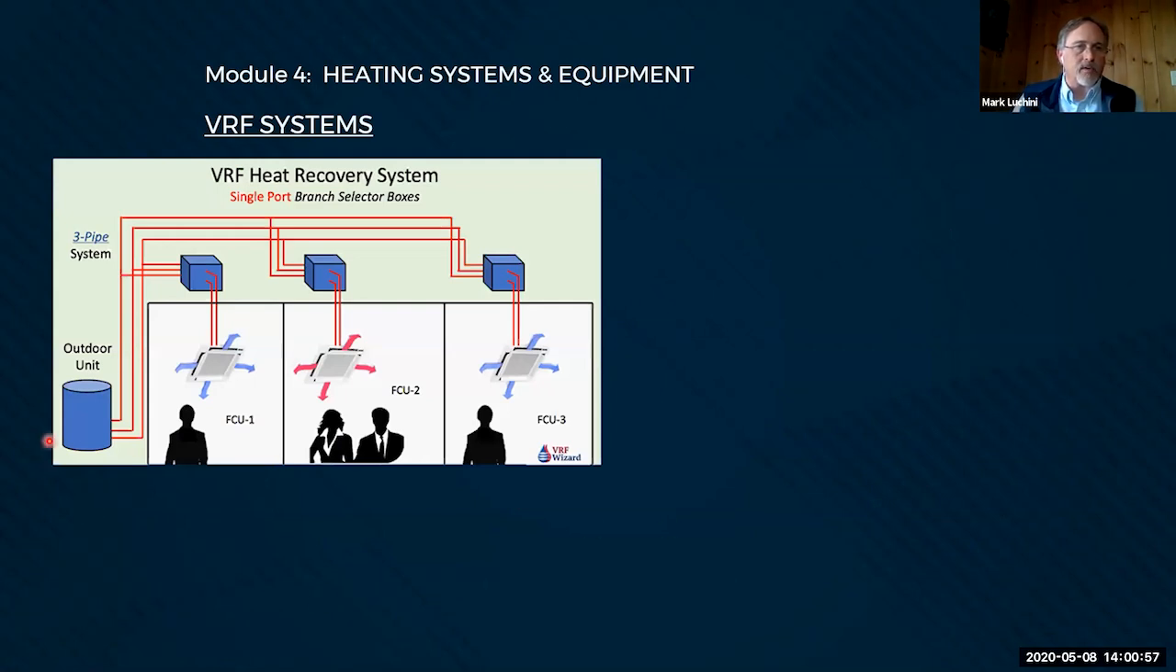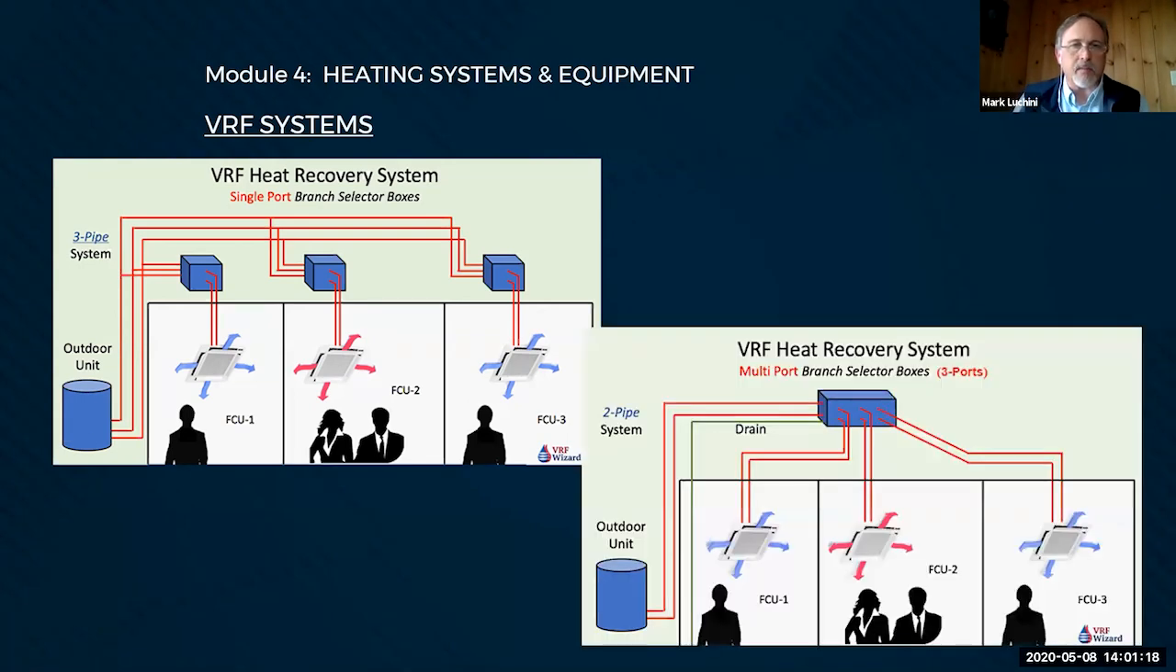Daikin's system uses 3 pipes from these little boxes, branch selector boxes, back to the outdoor unit. So you have a gas pipe, a liquid pipe, and a mixed flow pipe. Most of the other manufacturers, like Mitsubishi, for example, they use a 2-pipe system. But what happens is that it's almost de facto a 3-pipe because these boxes need drains, because you're actually doing the phase change between liquid and gas in these boxes as opposed to at the outdoor unit.